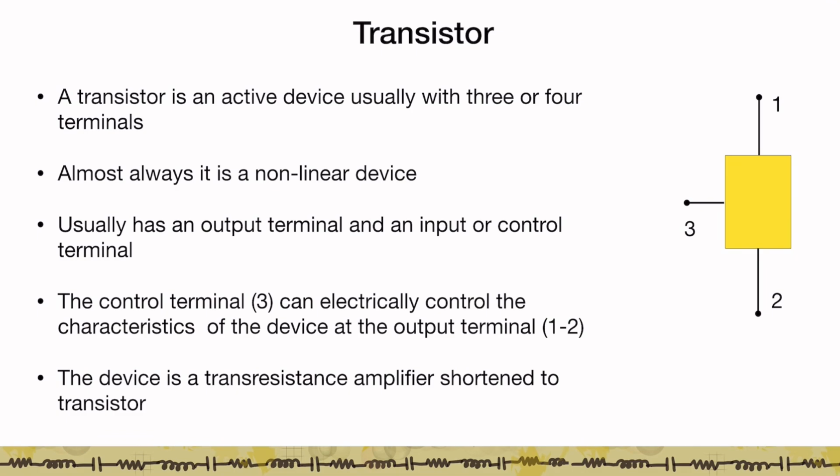So a transistor is an active device, usually with 3 or 4 terminals. Shown here is one device which has 3 terminals, terminal 1, 2, and 3. Because it has gain, almost always it will be a nonlinear device. What I mean when I say something is nonlinear is that the inputs and outputs are not necessarily linearly dependent on each other. That is, if I double my input voltage or double my input current, it is not necessary that my output voltage or current will double, right?